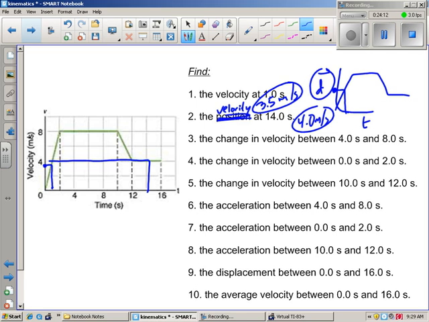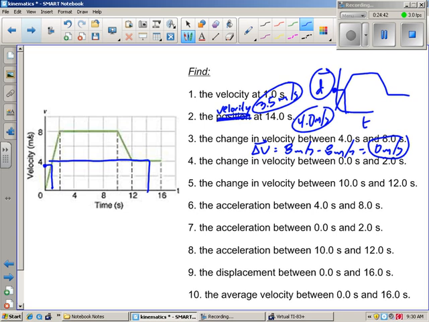What's the change in velocity now between 4 seconds and 8 seconds? How do we do that? Vf minus Vi. So up and over, do the subtraction. At 4 seconds, we've got a velocity of 8. At 8 seconds, we've got a velocity of 8. So the change in velocity there would be, somebody said it, 0 meters per second.